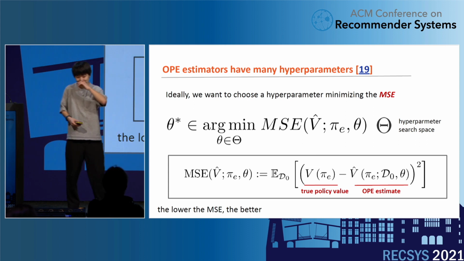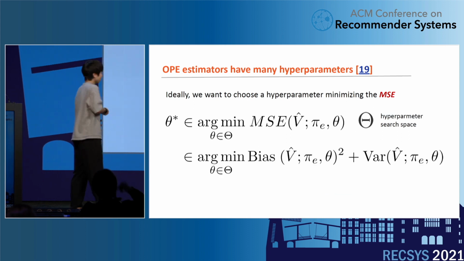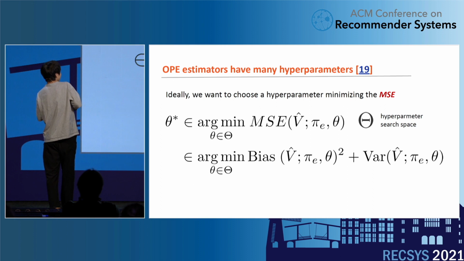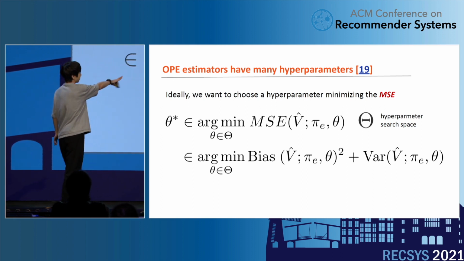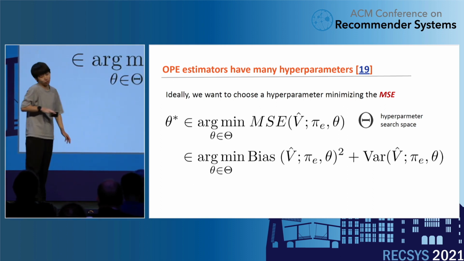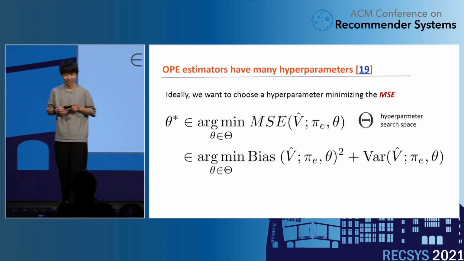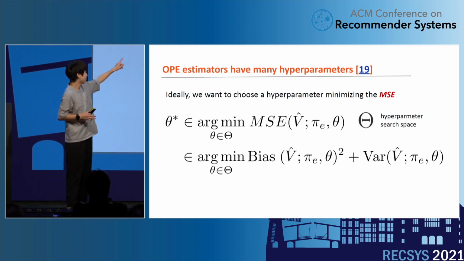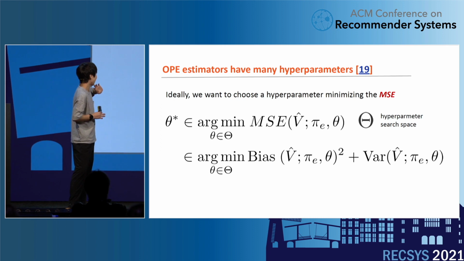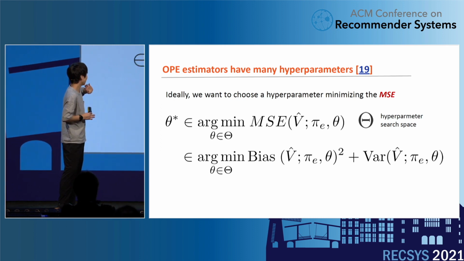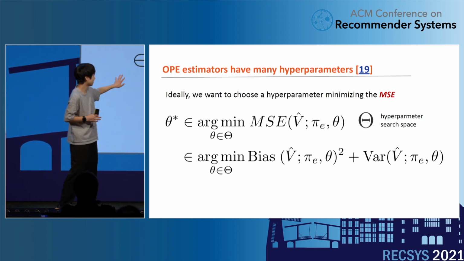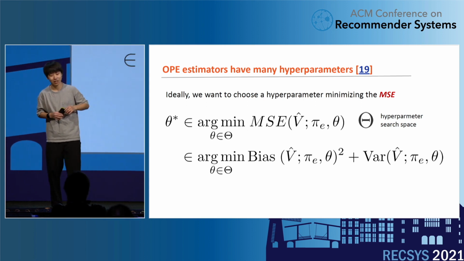So the basic strategy here is, first of all, to decompose the mean squared error into the squared bias and the variance. This is just introductory statistics, I think. And the basic strategy of the reference paper is to try to estimate the bias and the variance separately from the log data.